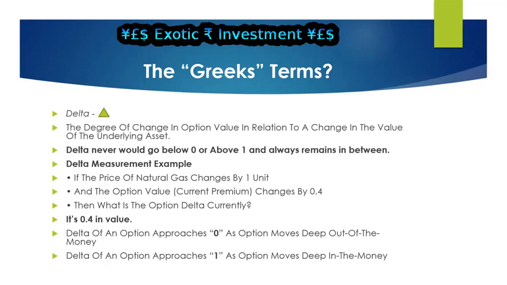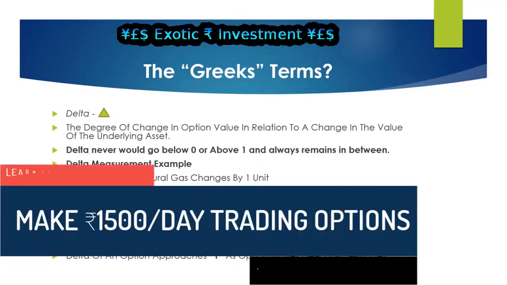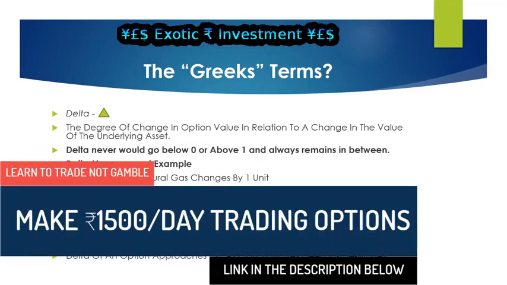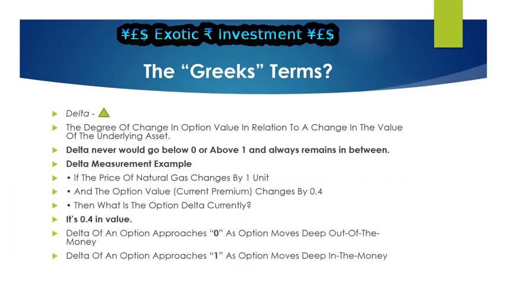Delta measurement value. So if the price of natural gas changes by 1 unit and the option value, the current premium, changes by 0.4, then what's the option delta currently? The delta value is 0.4. Delta of an option approaches 0 as the option moves deep out of the money, and delta of an option approaches 1 as the option moves deep in the money.